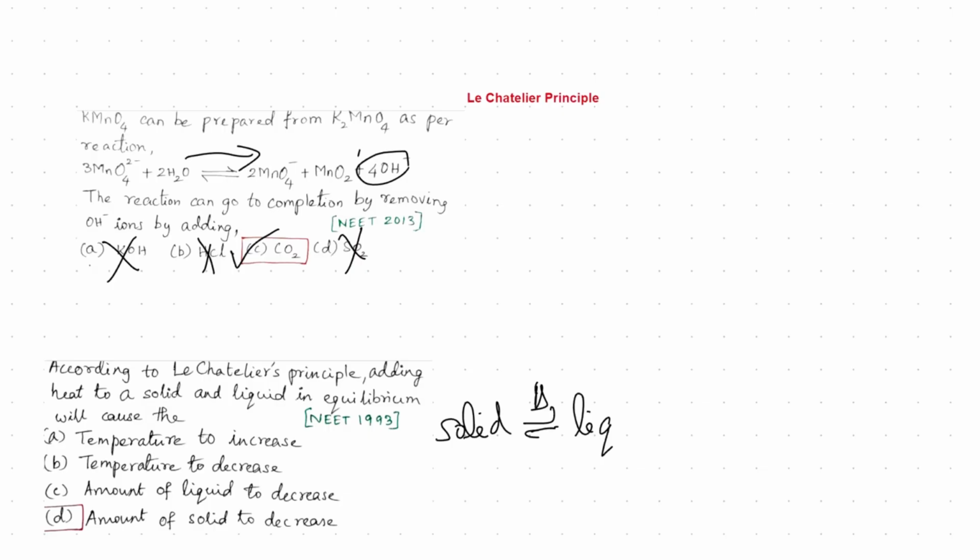So for an endothermic reaction, if you add heat, it will be favored. The reaction will proceed in the forward direction. So the amount of solid will decrease if you increase the heat during the melting process. You can look at the next question now.